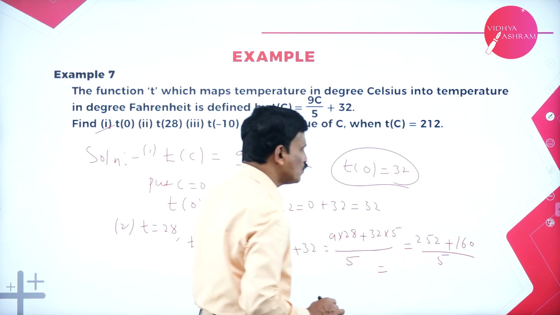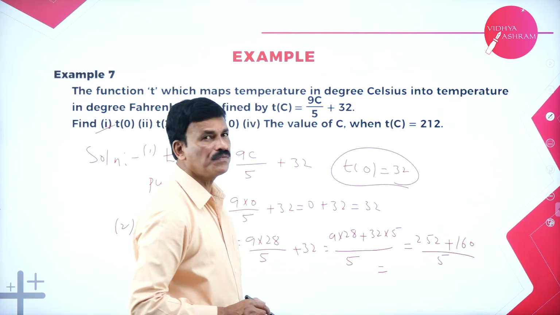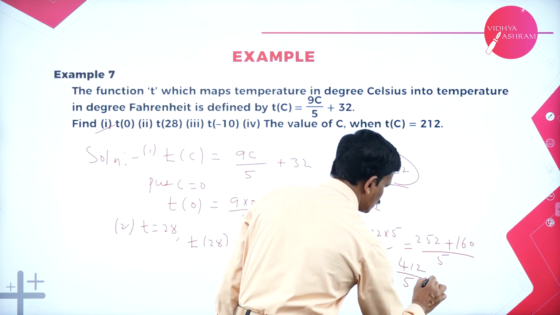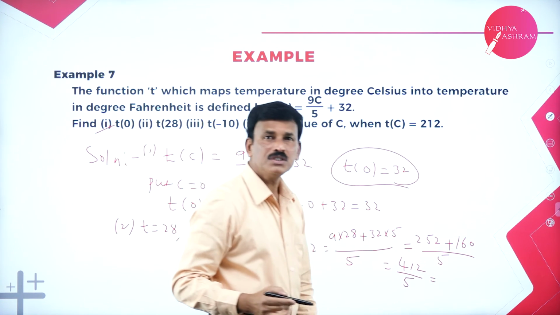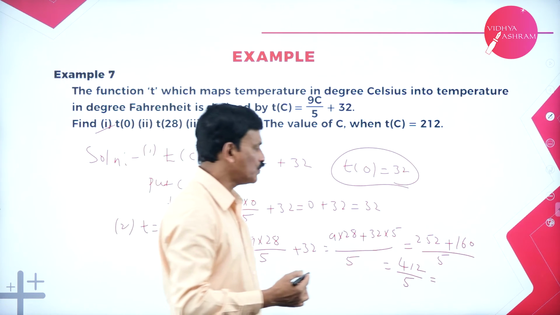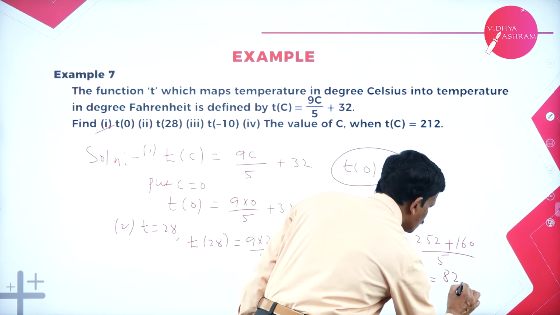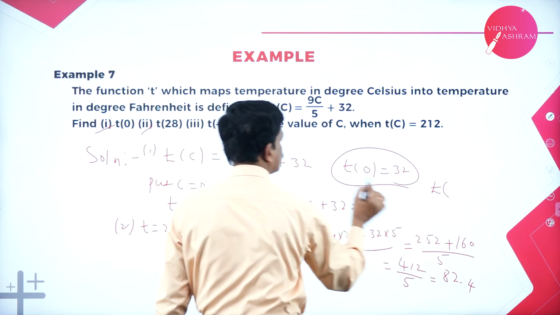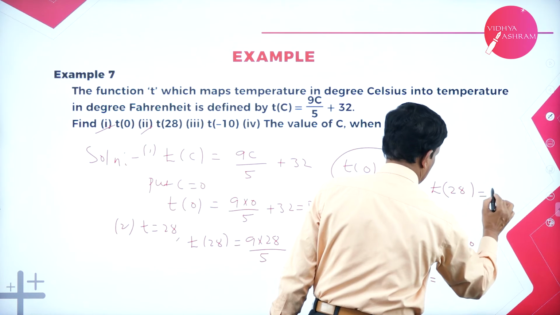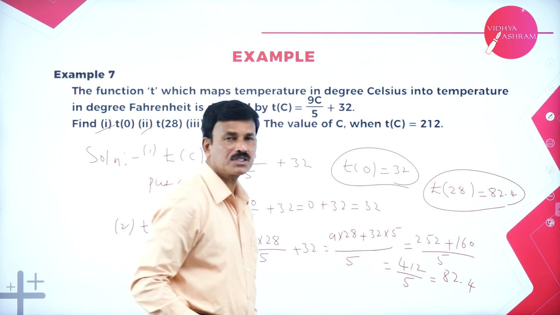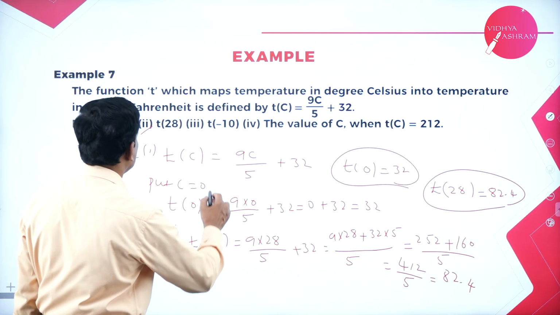So, this is equal to 160 plus 252, divided by 5. If you divide 412 by 5, you will get 82.4. So, therefore, T of 28 is equal to 82.4 is the second answer. Okay. Now, let us come to the third one.